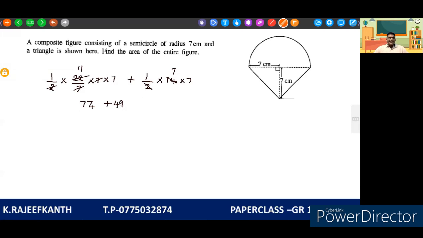Then if we add this 77 and 49, then we can get 126 centimeters square. So the area of this composite figure is 126 centimeter square. Then next one.